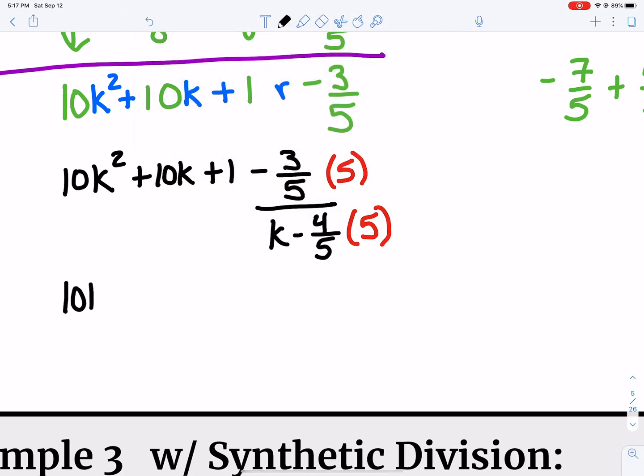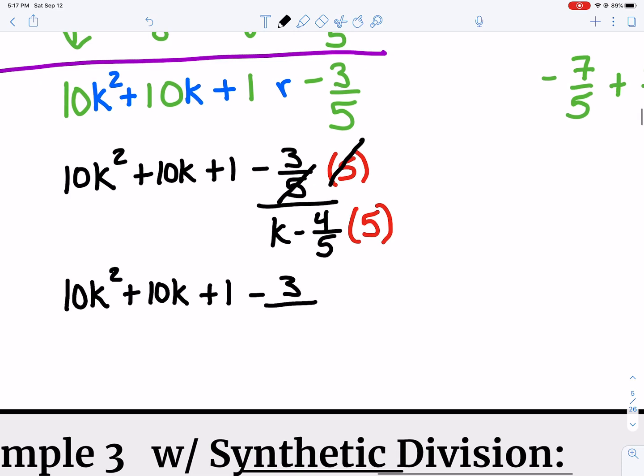So you're just multiplying back by the 5 that you divided by originally. So let's write 10k squared plus 10k plus 1 minus, and notice these 5s are going to cancel out in the numerator. So you have -3 divided by 5k, because you would distribute. So 5k minus 4 divided by 5 times 5 would cancel out the 5s.